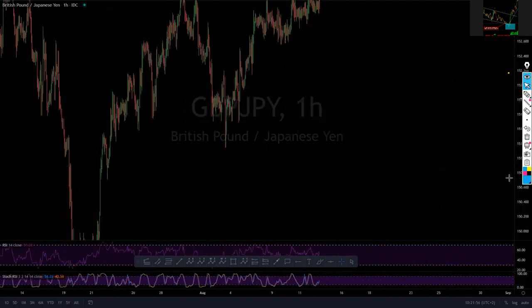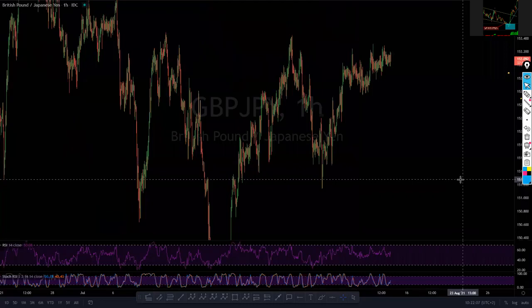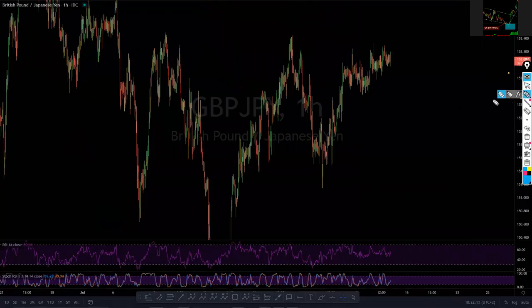The indicators are supporting a move to the upside here on pound yen. The RSI is just above 50, and the stock RSI has reset there. So what we're just waiting for here is structure to confirm. In other words, once this small corrective structure breaks, it could either be this one or this short one here, that breaks to the upside, then we'll be looking to take pound yen to the upside.